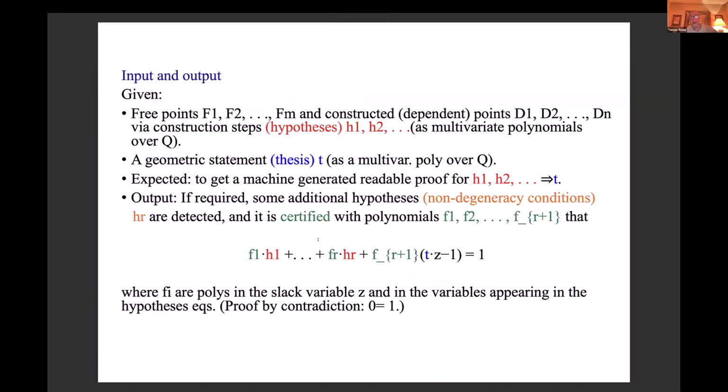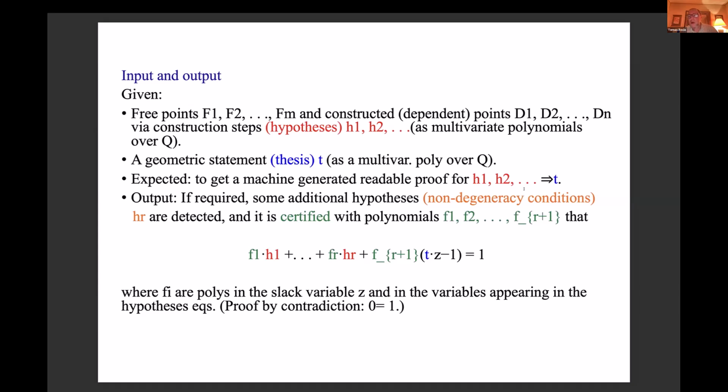This is the formal algebraic input. We have some hypotheses, which are algebraic equations, multivariate polynomial equations. We have a thesis that is also a multivariate polynomial equation, and we want to prove that this collection of hypotheses implies the thesis. And then maybe we can do it. It is better for some algebraic geometry reasons that I am not going to detail here.